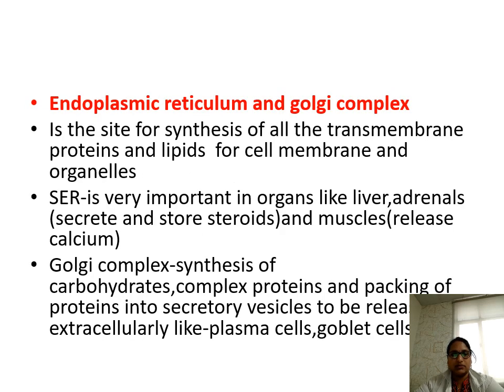So the endoplasmic reticulum and Golgi complex are the site for synthesis of all transmembrane proteins and lipids, which are required for the cell membrane and the organelles. And smooth endoplasmic reticulum is very important in organs like liver, adrenals, and muscles. And in the Golgi complex, there will be synthesis of carbohydrates, complex proteins, and packaging, and also processing of the proteins inside the same.